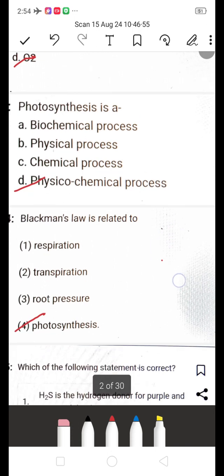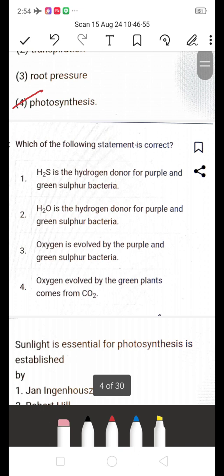Next one, which of the following statements is correct? H2S is a hydrogen donor for purple and green sulfur bacteria, and H2O is a hydrogen donor for purple and green sulfur bacteria, and oxygen is evolved by the purple and green sulfur bacteria. Or the fourth one, oxygen evolved by the green plants comes from carbon dioxide. Which is the right answer? They are asking for the correct statement.